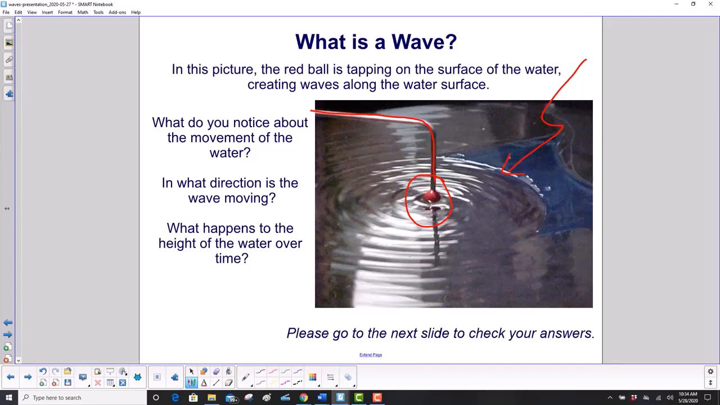What do you notice about the movement of the water? In what direction is the wave moving? And what happens to the height of the water in the up and down direction here over time? Please go to the next slide to check your answers.